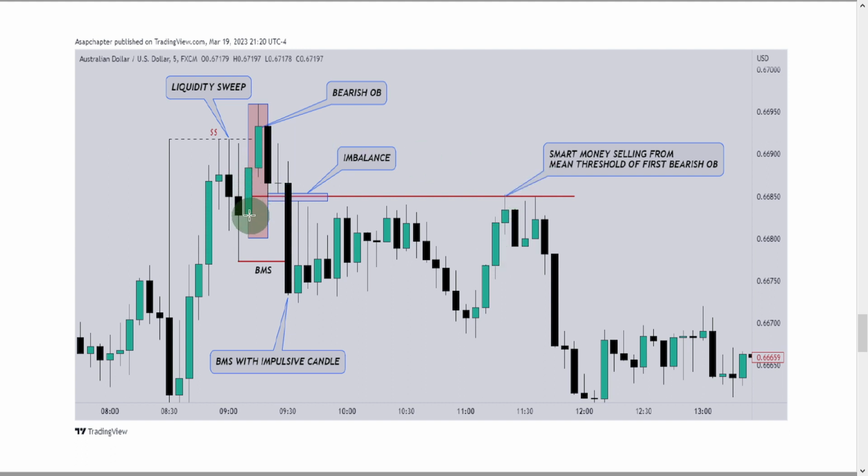So as I said, you can always take your entry from the opening of the order block or 50%, because it's not always that the price will go to the 50% or the mean threshold. So in this case, smart money just decided to use the first candle, and then they sold aggressively from there. So if you took your entry from here, your stop loss is just above the high of the order block, and you take profits lower.